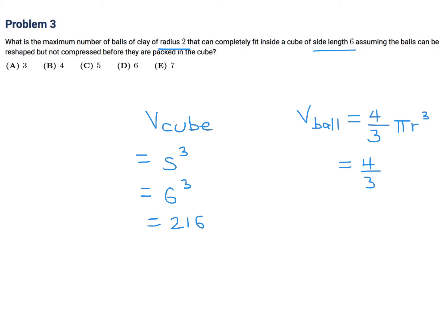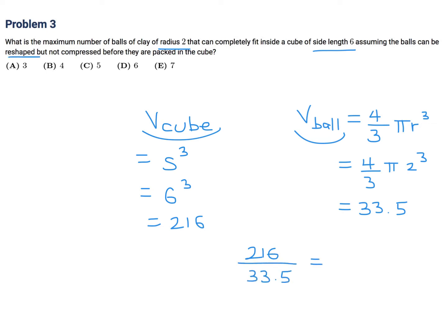And that's going to give me 8 times 4 divided by 3 times 3.14. So when I crunch out those numbers, it's about 33.5 approximately. So then how many of these fit into the cube? Well, you just take 216 and divide by 33.5, because they're saying that the balls can be reshaped, because I guess they're made of clay, so that's why. And this is approximately 6.4. So the closest answer is D for this question.